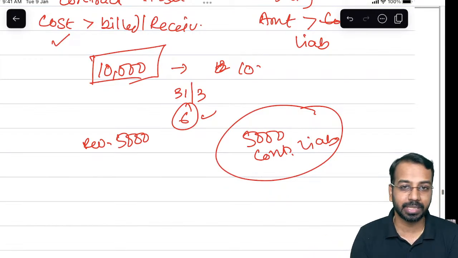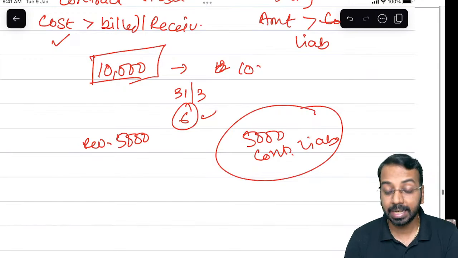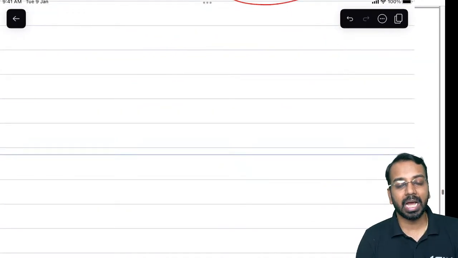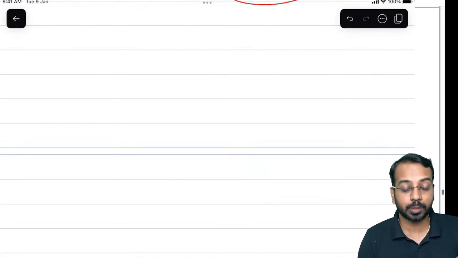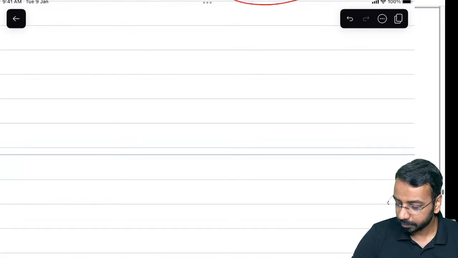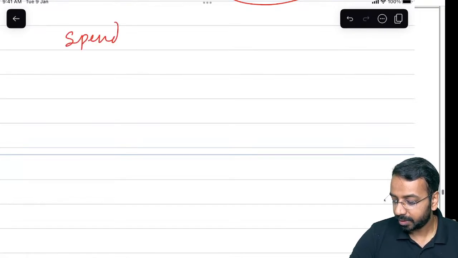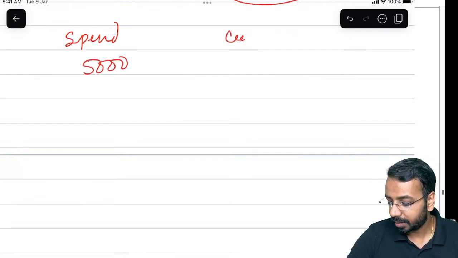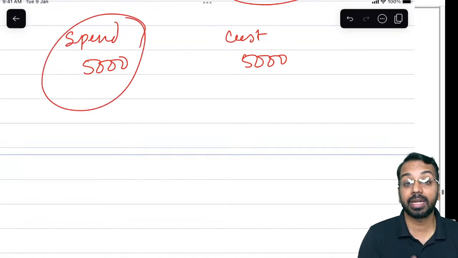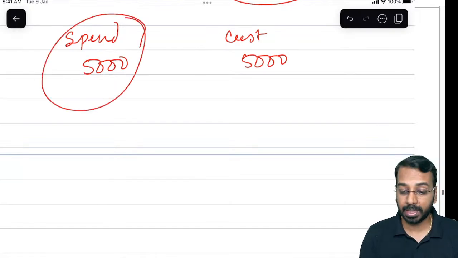Now there could be multiple scenarios possible. The first scenario is that it is a reimbursement. If it is a reimbursement, then I will not account for it as a cost or expense. I will recognize it as an asset. For example, I spent 5,000 and the customer will pay 5,000. It's a reimbursement, so this spending amount will be my asset. I'll recognize it as a receivable and not as my expense.